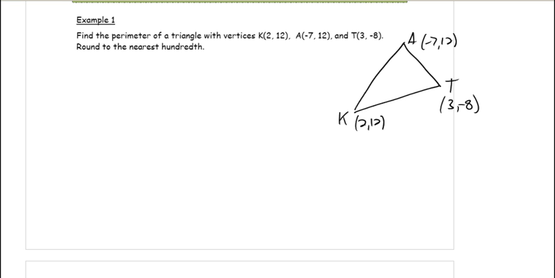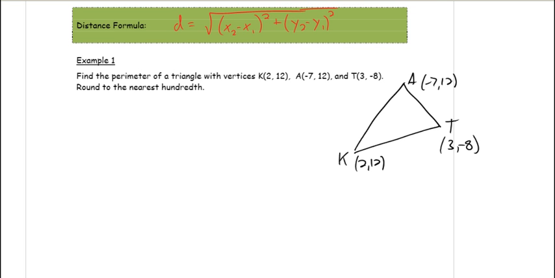So again, distance formula is right above here. We'll start with the first one. We'll find the distance between K and A. So we're going to take D equals the square root of x2 minus x1. Doesn't matter which one's which. So I'll go 2 minus negative 7 squared plus 12 minus 12 squared.